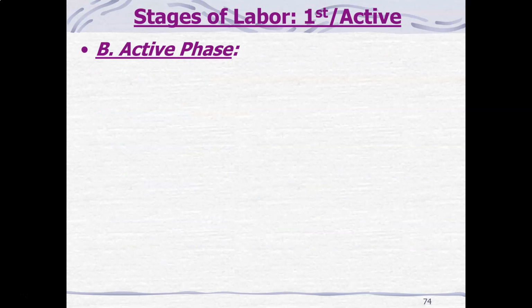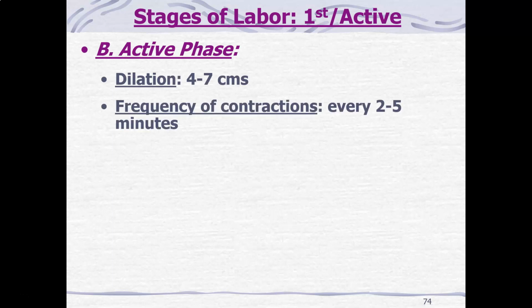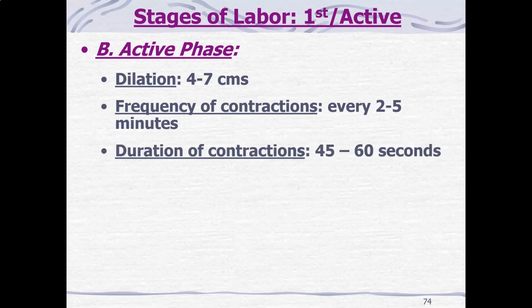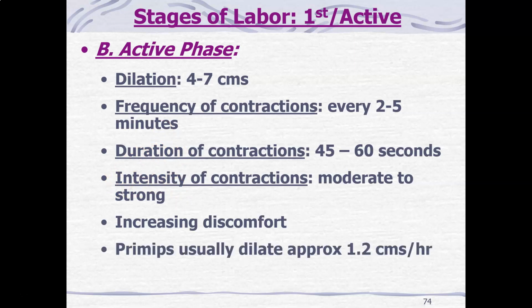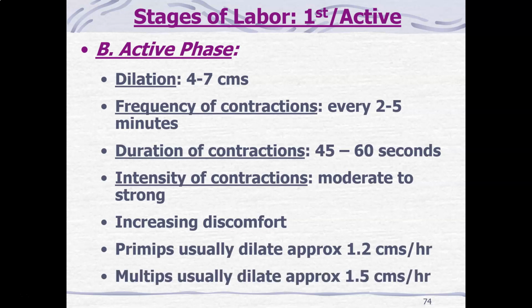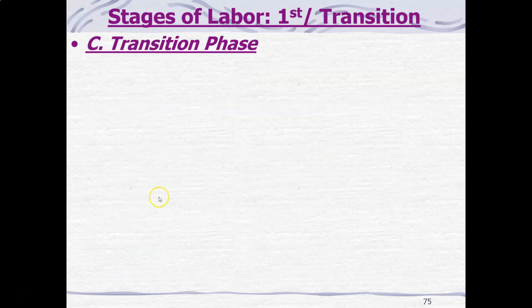In the active phase, which is the second substage, we've got dilation of 4 to 7 centimeters. The frequency of contractions is every 2 to 5 minutes. The duration of those contractions is 45 to 60 seconds. And the intensity is moderate to strong. Remember earlier we gave you these definitions for frequency, duration, and intensity. Be sure you understand how you measure each. Mom will have increasing discomfort. Primips usually dilate about 1.2 centimeters per hour and multips about 1.5 centimeters per hour. This is an average number, not set in stone by any means.